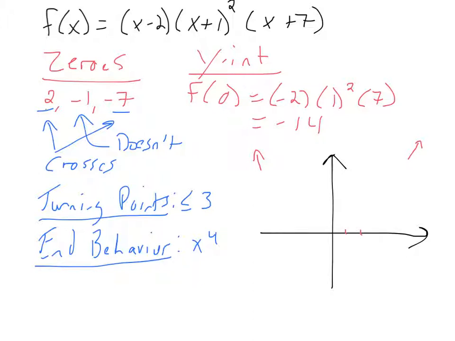So 2, -1, -7. So -7 there, -1, we have 2, and so there's one of the intercepts there at 2. We have one at 1. We have one at -7. And then the y-intercept's -14, which, just for the sake of simplicity, I'm just going to make my scale so that -14 is right there.